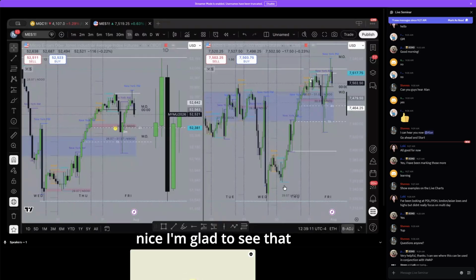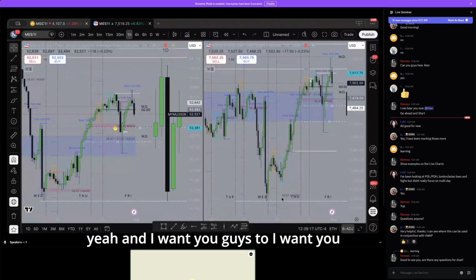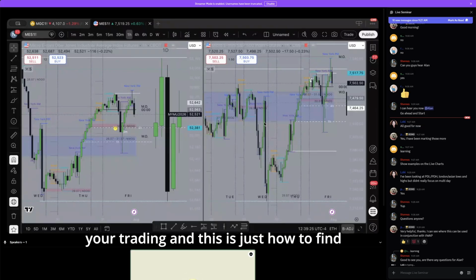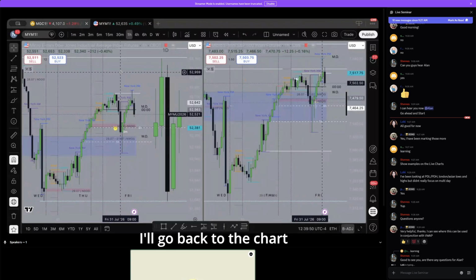Nice. I'm glad to see that. Yeah, I definitely want you guys to try to incorporate this into your trading. This is just how to find targets really, but like Portia said, you can definitely use this with VWAP. And a thing that I would say is really important is, once you find a target, don't marry your bias, but always have that in the back of your mind. Like just yesterday on Friday, I'll go back to the chart.